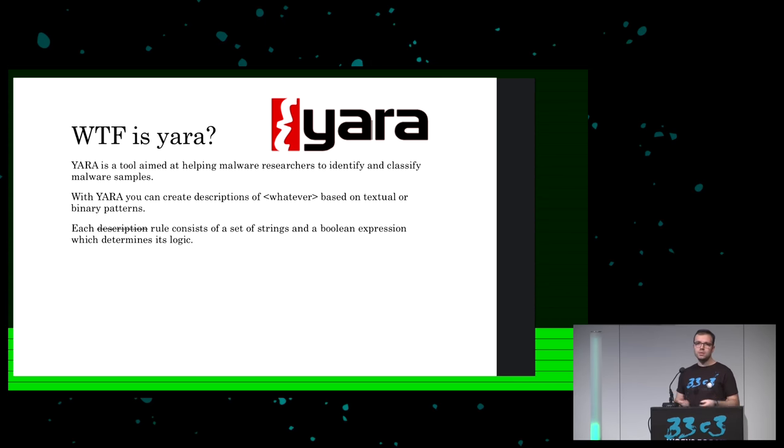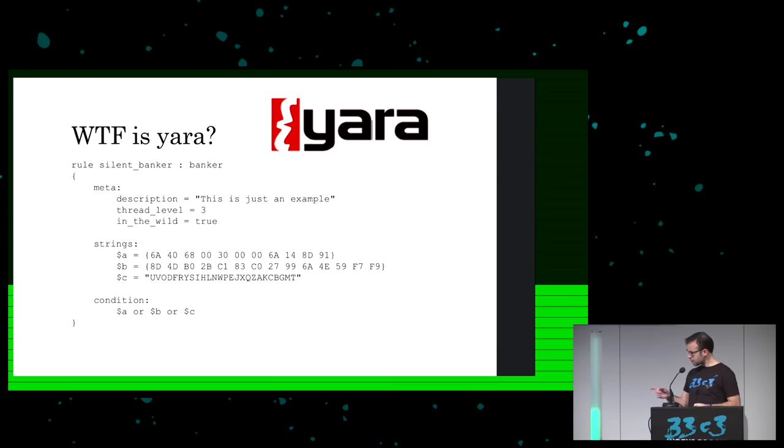With Yara, what you can do is create descriptions of whatever thing you want to look for based on text or binary strings, binary patterns, and then in each rule you put this set of strings or patterns and an expression that tells the application the logic of the rule. Just a little example. Here you have a rule that on top has the name and some tags. The first part is the metadata. Then the second part are the actual strings that will be matched against the file you input to the application, and then last is the condition. In this case, at least one of these three strings has to appear in the file.